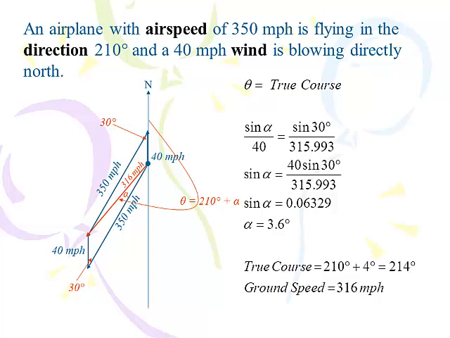Ground speed is 316. True course is 214. Back to that ground speed. Remember, it had to be somewhere between the sum and the difference of the two. So it had to be between 310 and 390. So 316 was reasonable. All right, let's move on.